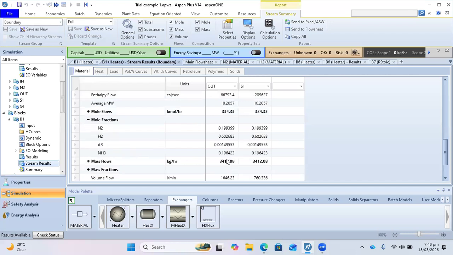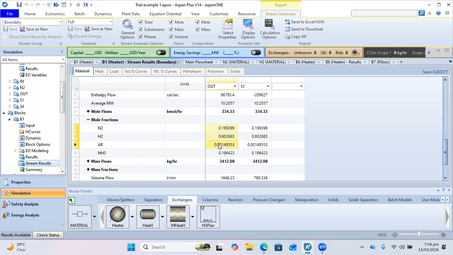So what I do is that I specify the vapor fraction in the heater. I know that these are the things that are present in my stream. I want the nitrogen, hydrogen, and argon to be vapor, but I want the ammonia to be liquid. So if I specify the vapor fraction, it should be 1 minus the mole fraction of ammonia, right? Ammonia is liquid, so the vapor fraction should be 1 minus that. And then I'll use that value as my vapor fraction.